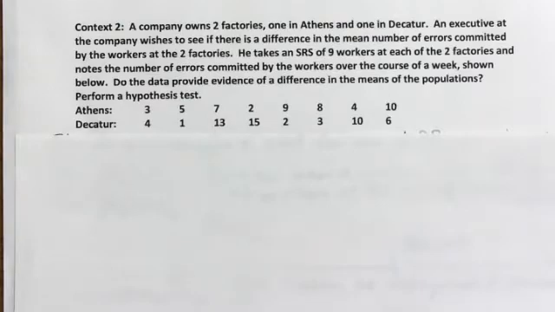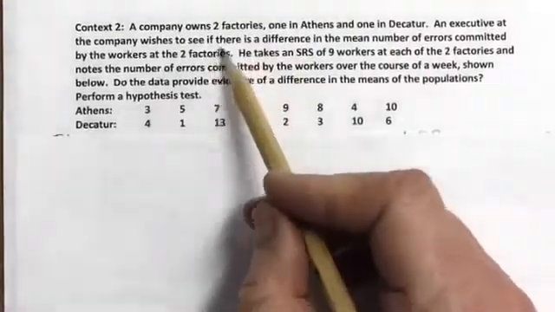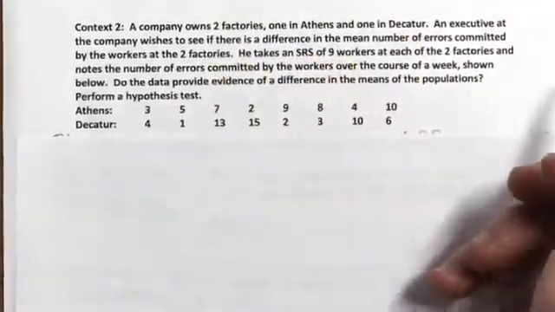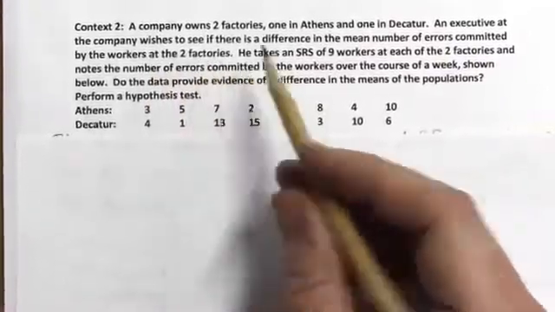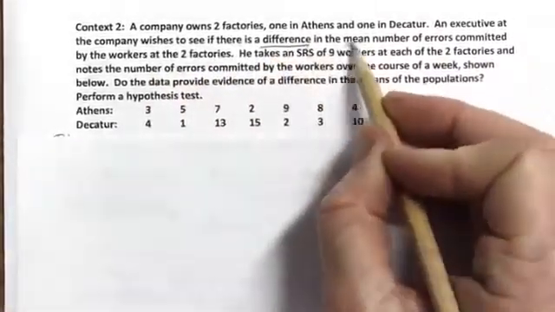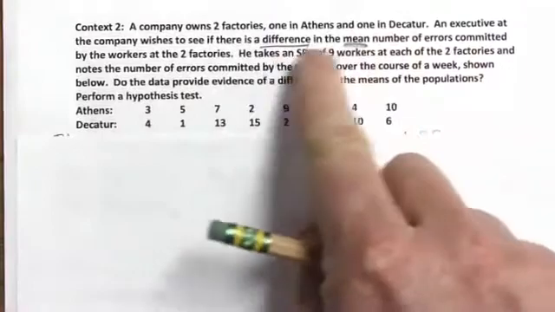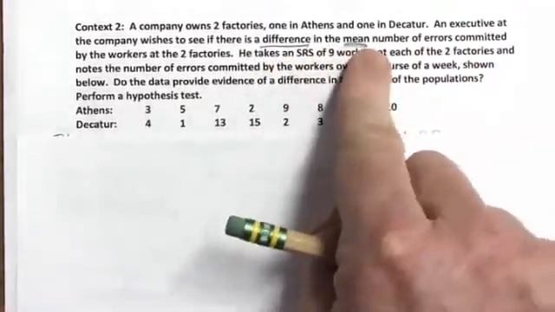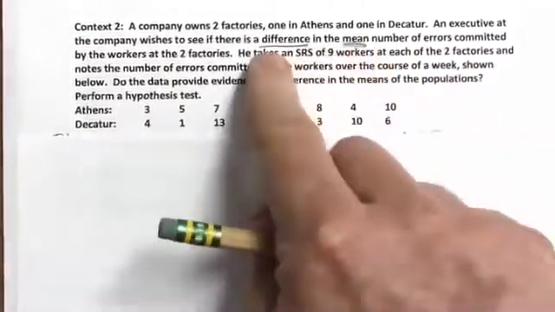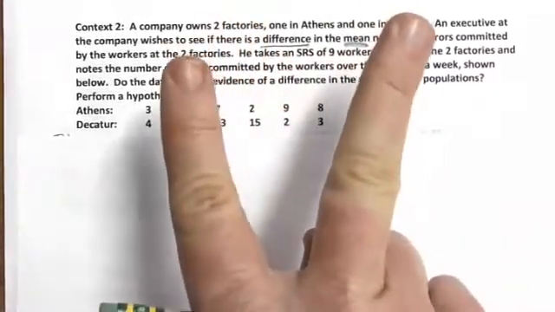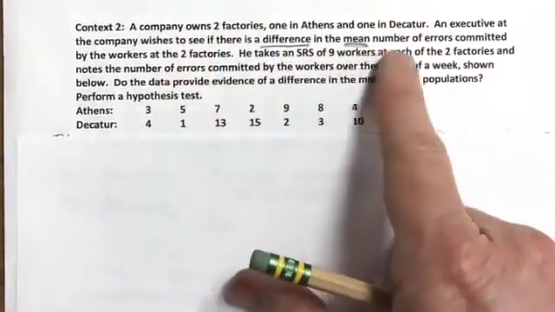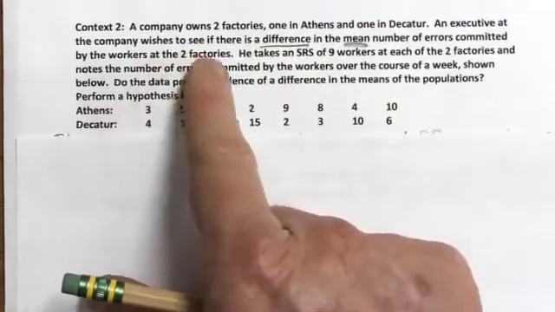handle this one. This says a company owns two factories, one in Athens and one in Decatur. An executive of the company wishes to see if there's a difference in the mean. So we know there's going to be a difference in means. This means it's going to be a T procedure, and difference means it's probably a two-sample T procedure.